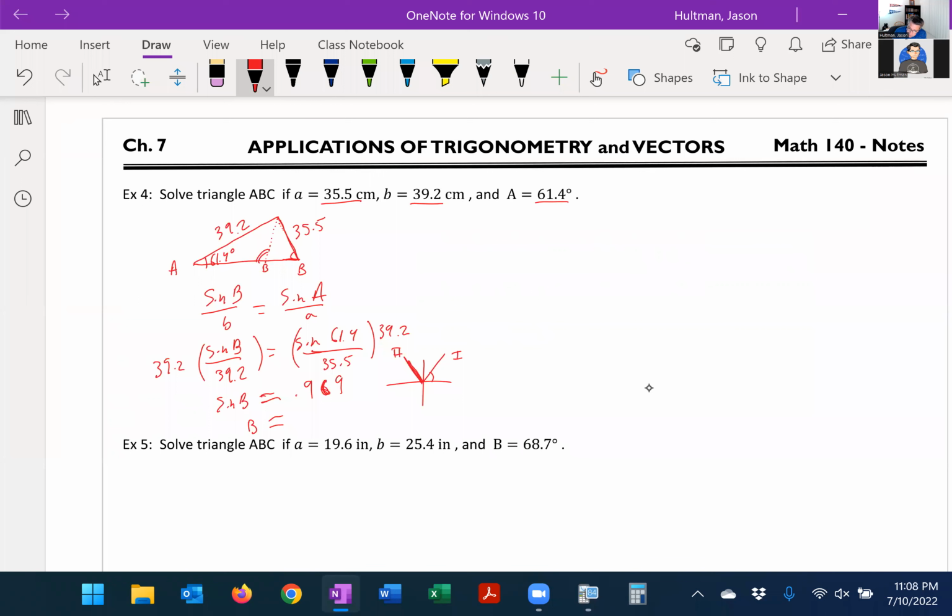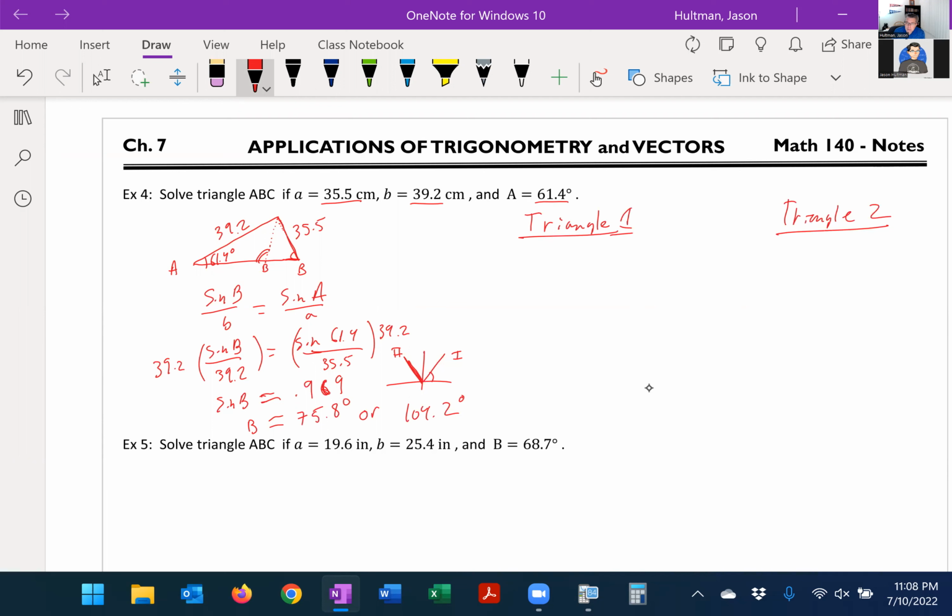Okay, so angle B is either 75.81, I'll just call it 75.8 degrees, or 104.2 degrees. So that has us set up for two triangles. I'll call this triangle 1 and triangle 2.